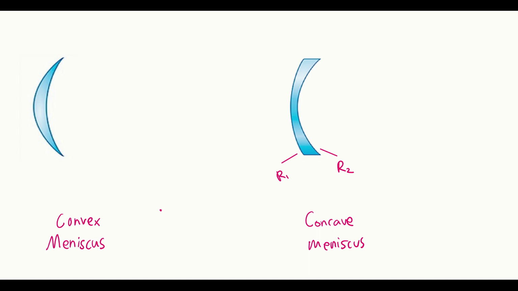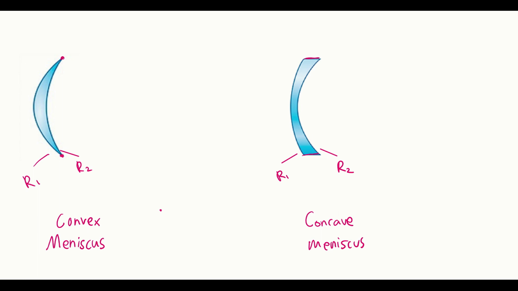The form of the convex meniscus is that at the end, at the top and at the bottom here, it is supposed to be a sharp end. But for the concave meniscus, at the end, at the top and the bottom here, it is a flat line. It's not a sharp end. For the convex meniscus, this one is R1 and this one is R2, radius 1 and radius 2.